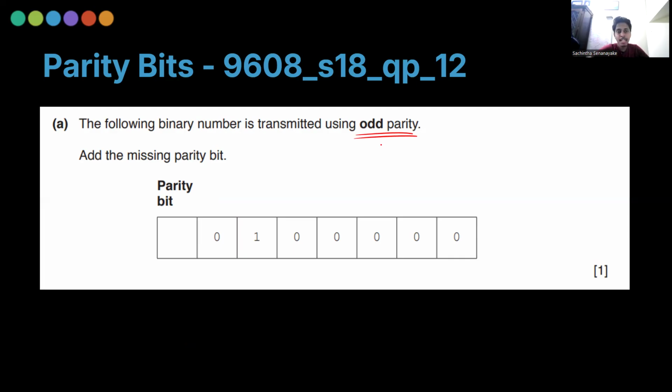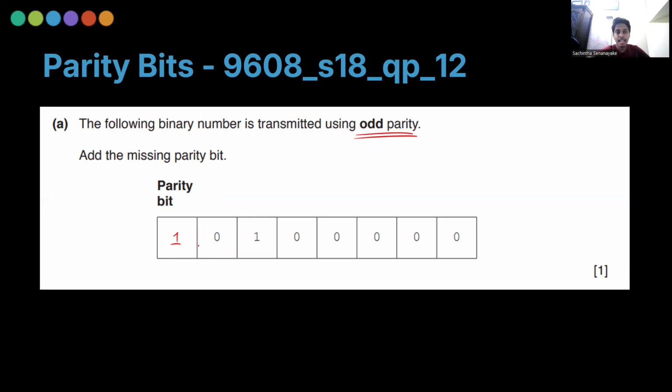Here, you need to make sure that the number of ones in the transmission, including the parity bit, is an odd number of ones. Now, if I make this parity bit a 1, what happens? How many ones do we end up getting, including the parity bit? You have 2 ones. Is that odd parity?